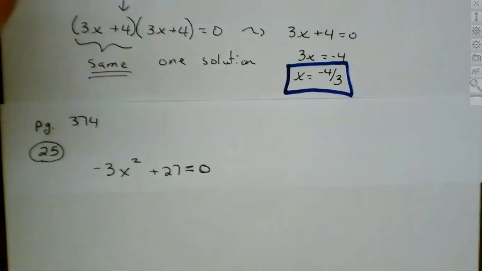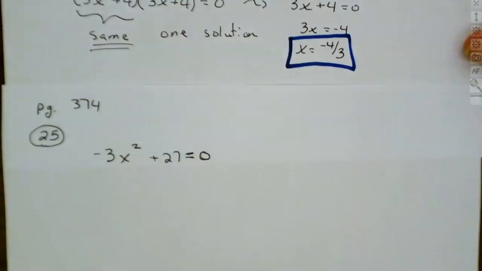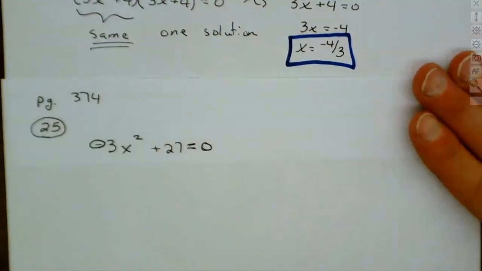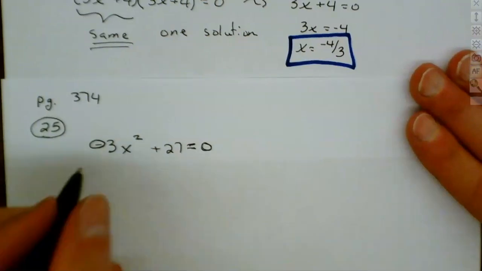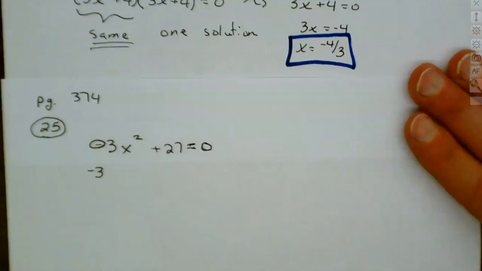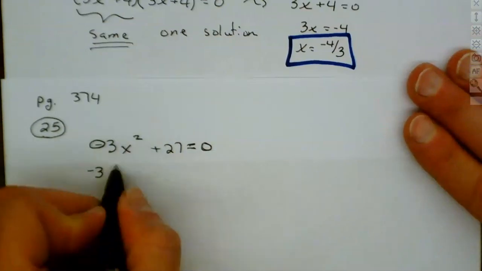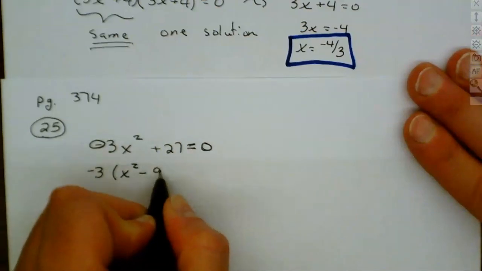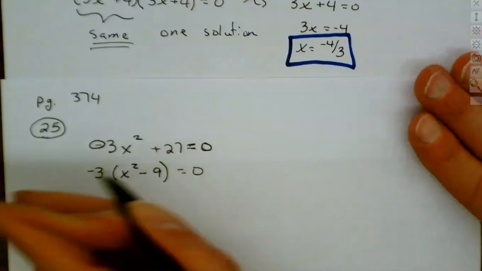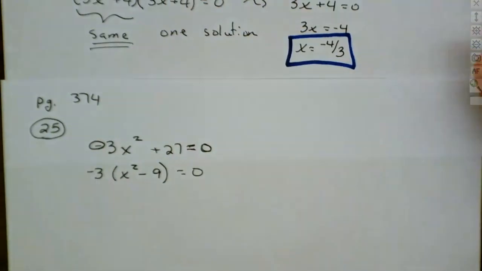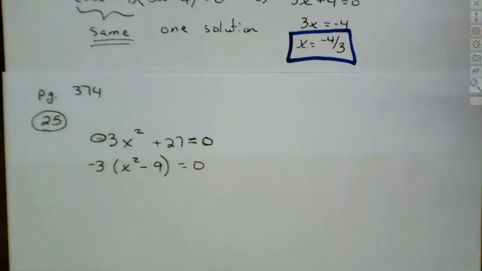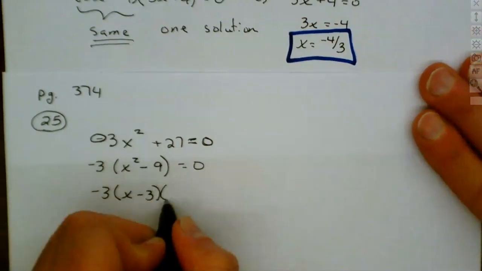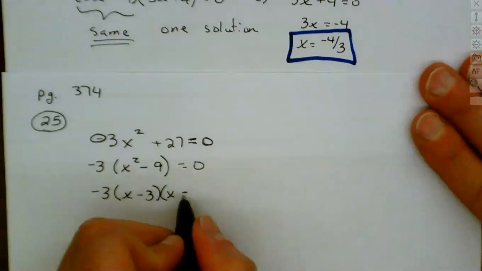27 and 3 are not squares. But what can I factor out of here? Well, we have a 27 and a 3, and it begins with a negative. So these have a negative 3 in common. So we're going to factor that out. And that leaves you then with an x squared, when we factor it out, minus 9, right? So we factored out our greatest common factor. And then what about x squared minus 9? Well, that is a difference of squares. So x plus 3, x minus 3.